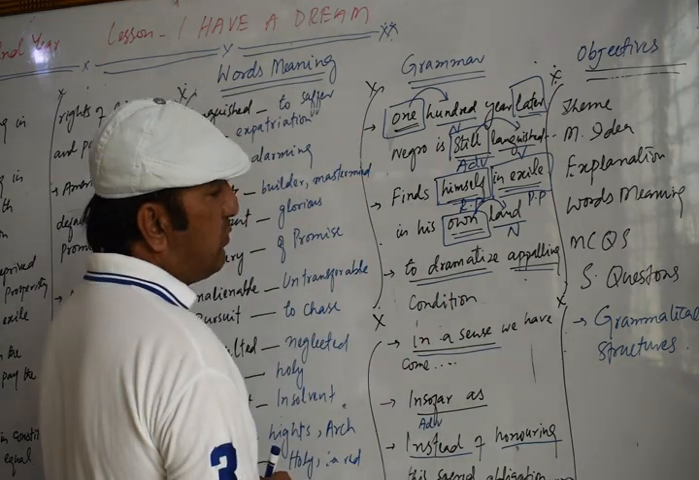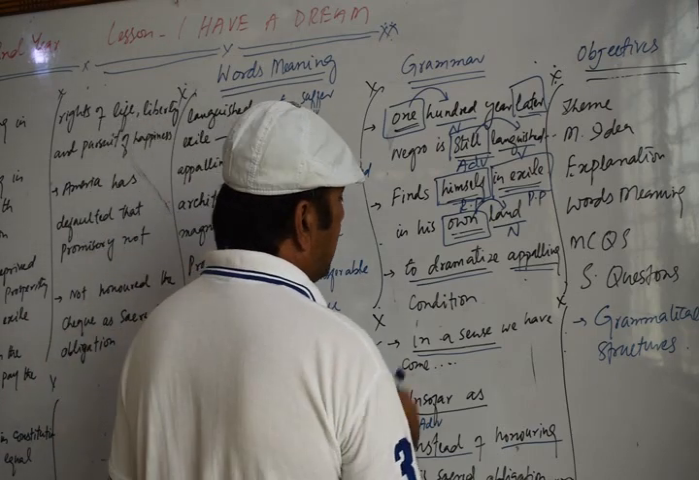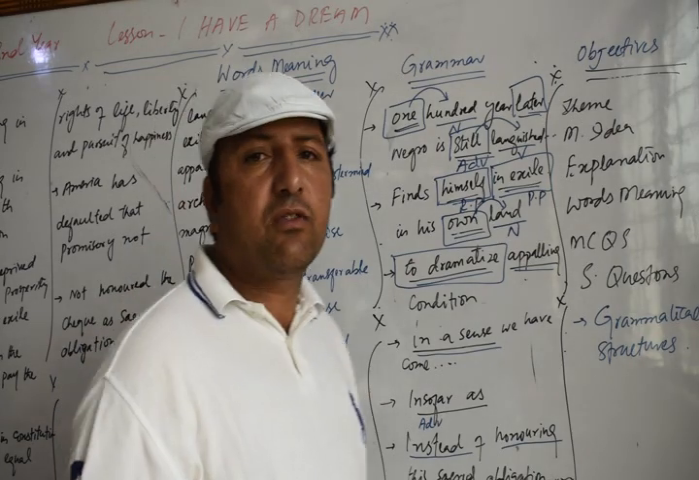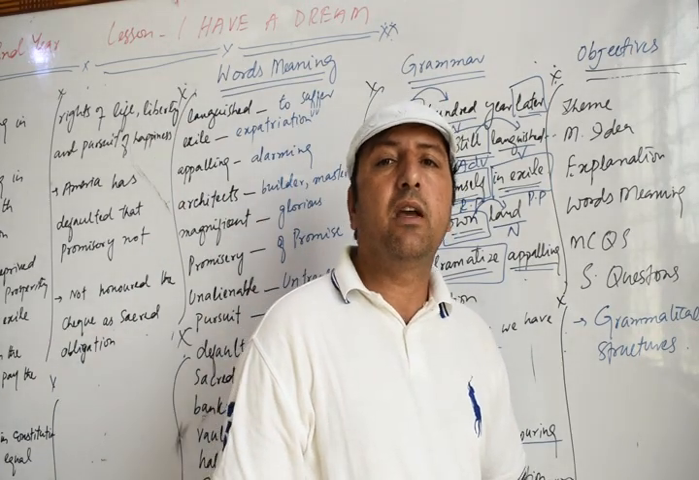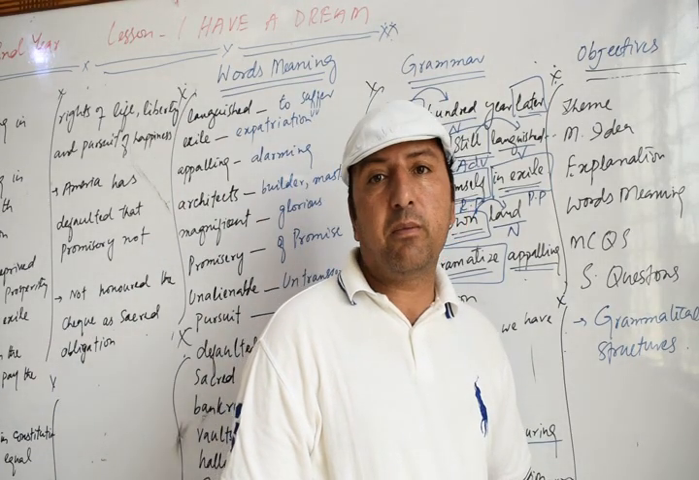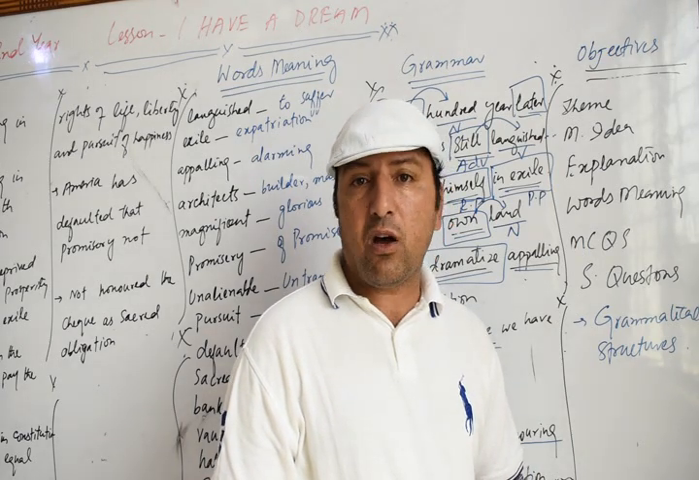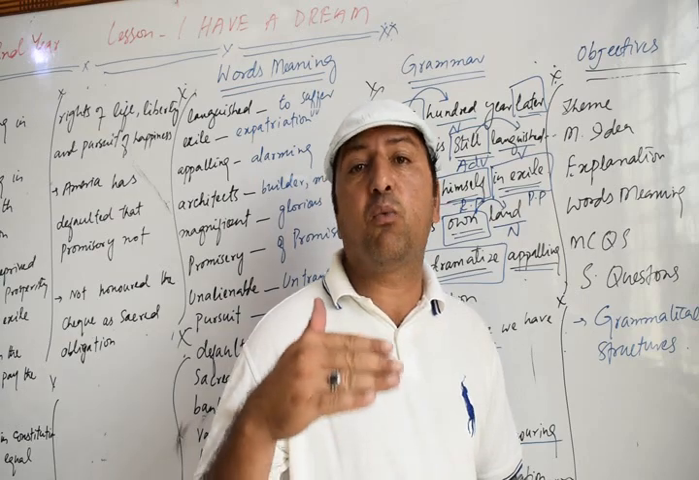Okay, now the next word we have is "to dramatize." To dramatize, as you know, "to" is followed by a verb. When "to" is followed by a verb, we call it an infinitive. Remember, an infinitive is also a verbal noun because it is a noun which is made of a verb.